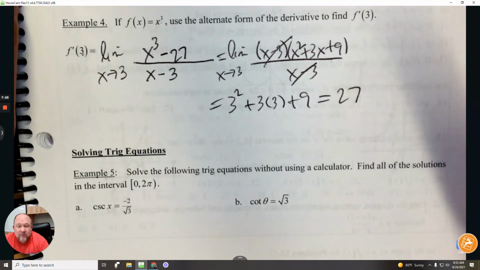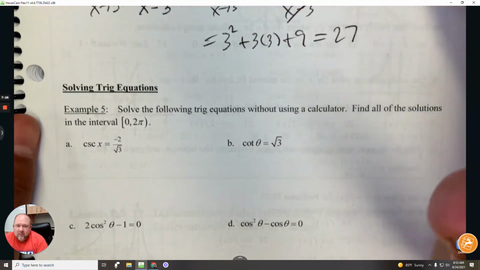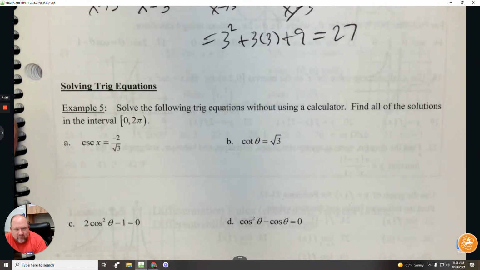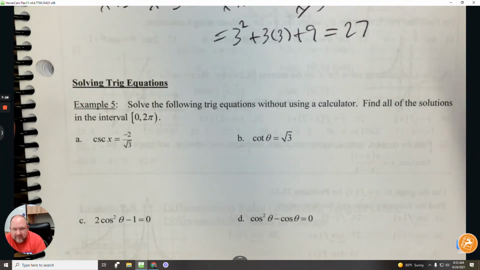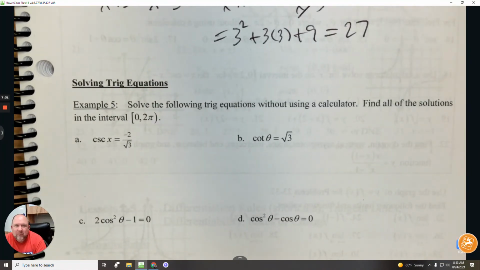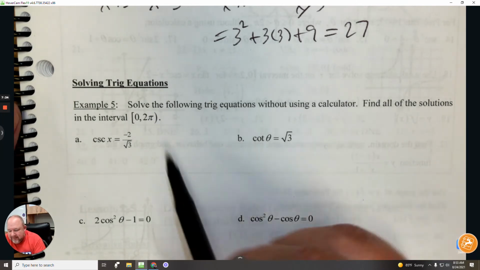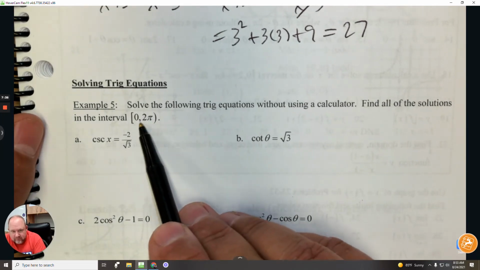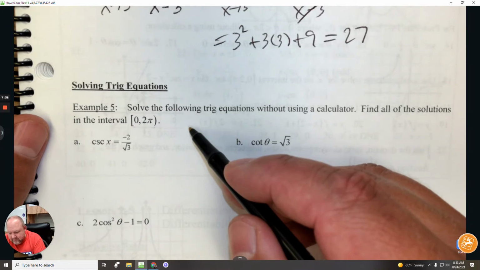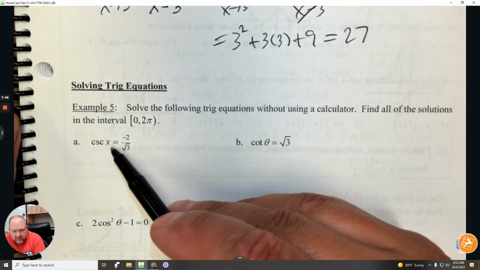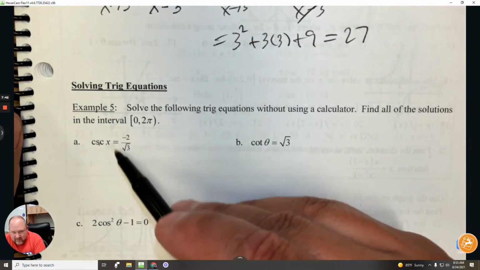Solving trig equations. Solve the following trig equations without using a calculator. Find all the solutions. This is the end of the lesson. Some trigonometry. We have to know our unit circle. Here we go. If I want to solve, and we're only solving from 0 to pi, so just one unit circle we're solving for. So cosecant x equals this.